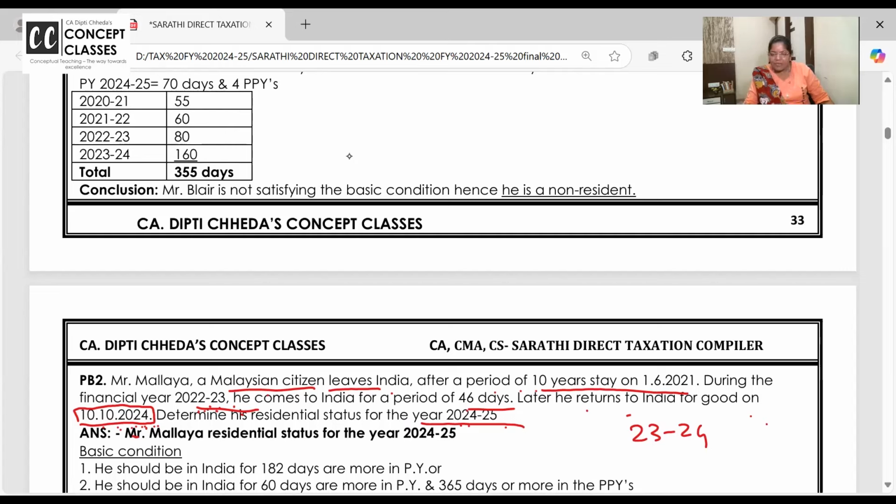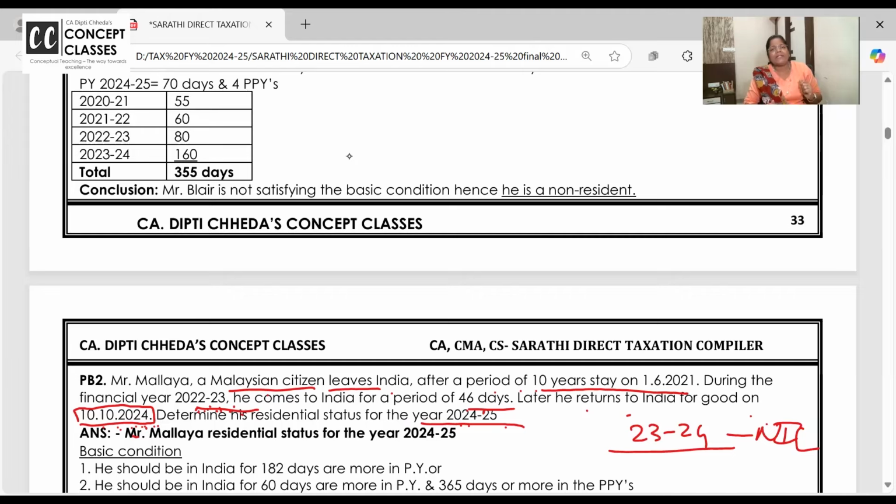I want everyone to understand it. Interpret the question. See, this is like a movie review. We are reading a review. First 10 years you were in India. Now you are going in June 21. Again you are coming in 22-23 for 46 days. Again you are coming in October 24. So in 23-24 you were not there in India.